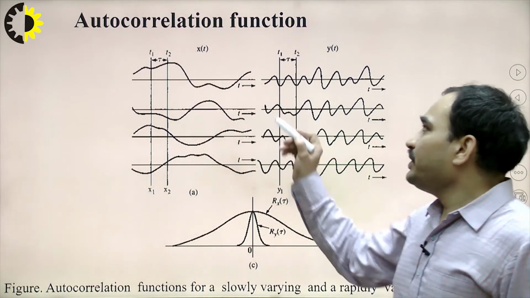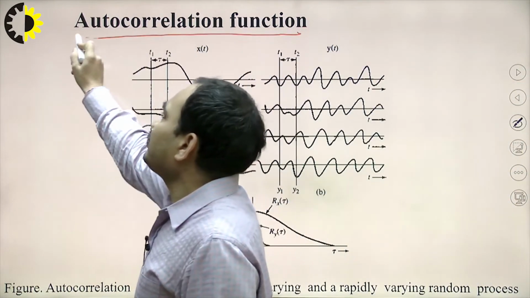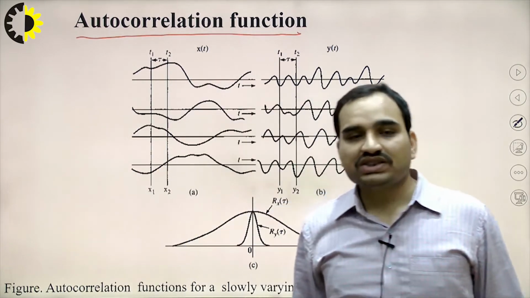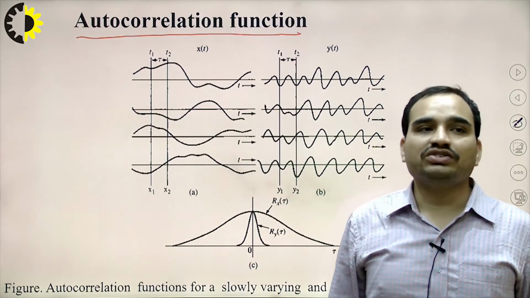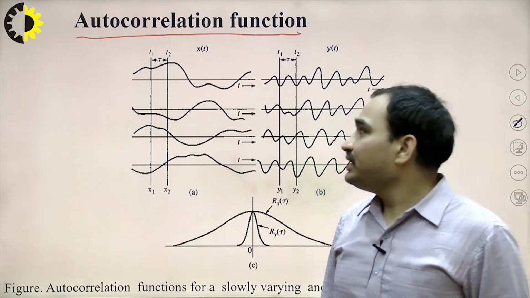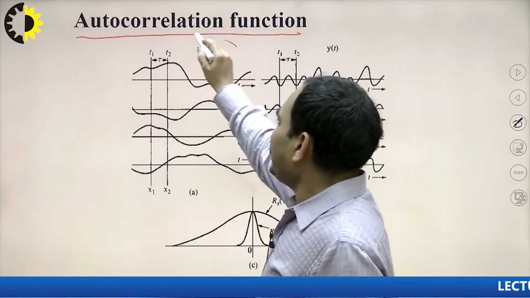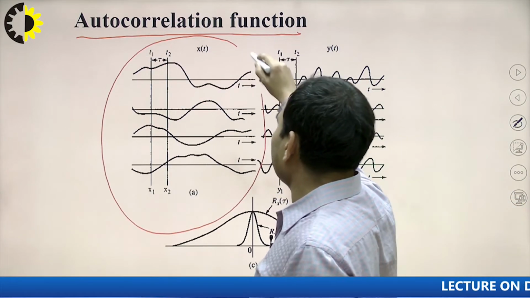Now the next topic is the autocorrelation function. So what is an autocorrelation? What is the significance of using an autocorrelation function? We can see that the random process xt is a collection of different sample functions or different sample waveforms.